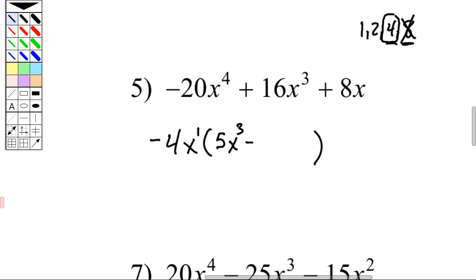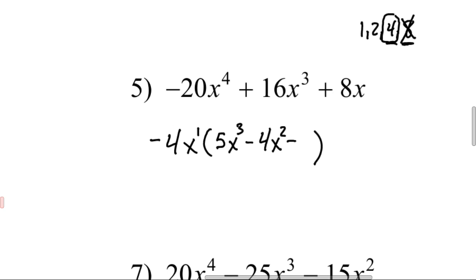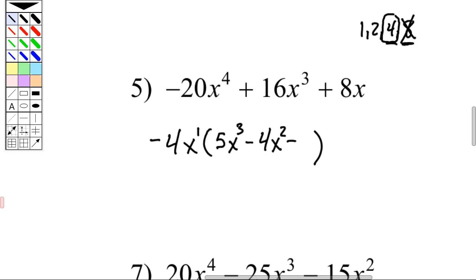Don't have to worry about the signs anymore. 4 times what makes 16? 4. X times what makes x cubed? X squared. And this is going to become a negative since I factored out a negative number. 4 times what makes 8? 2. Do I need any more x's? Nope, I already got it. So that's it.